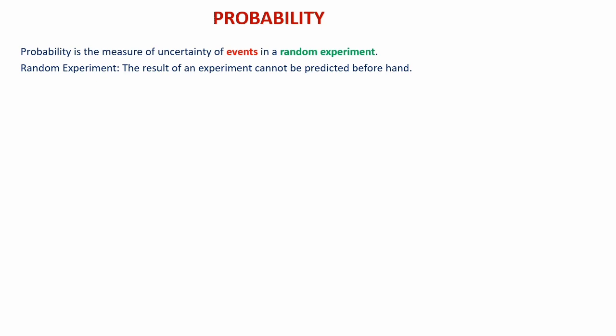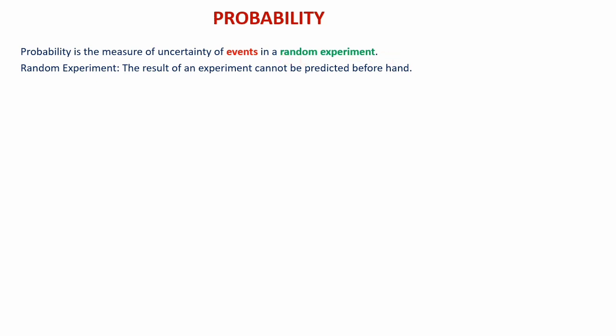For example, tossing a coin. When you are tossing a coin, we can only predict the chances, like head may come up or tail may come up. We cannot strictly say that the face will come up with tail or the face will come up with head. We cannot say the surety. We can only predict the chances. So such experiments are called random experiments.